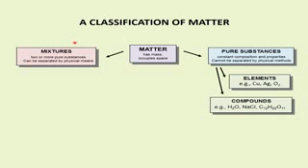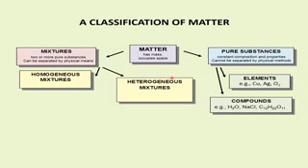Mixtures by definition are made of two or more pure substances, and in fact they can be separated by physical means. And mixtures themselves are further subdivided into two types. We have heterogeneous mixtures and homogeneous mixtures. Now, heterogeneous mixtures, by definition, are heterogeneous. That is, they have non-uniform composition. An example would be stones in water. Another example might be a pizza, non-uniform composition.